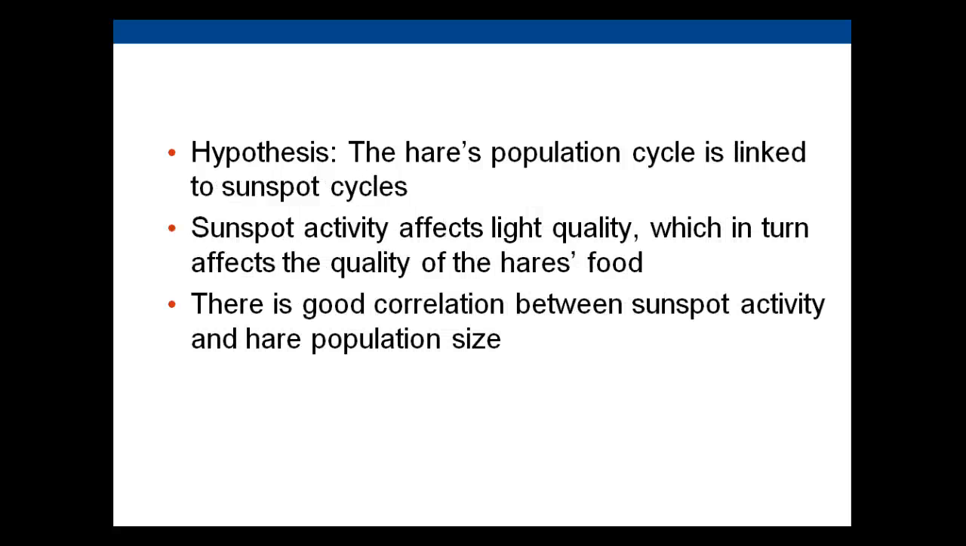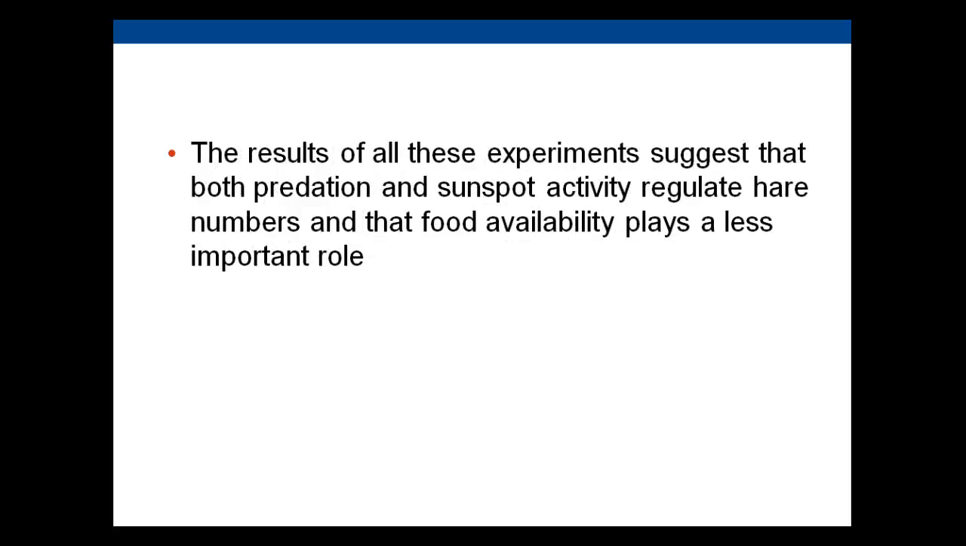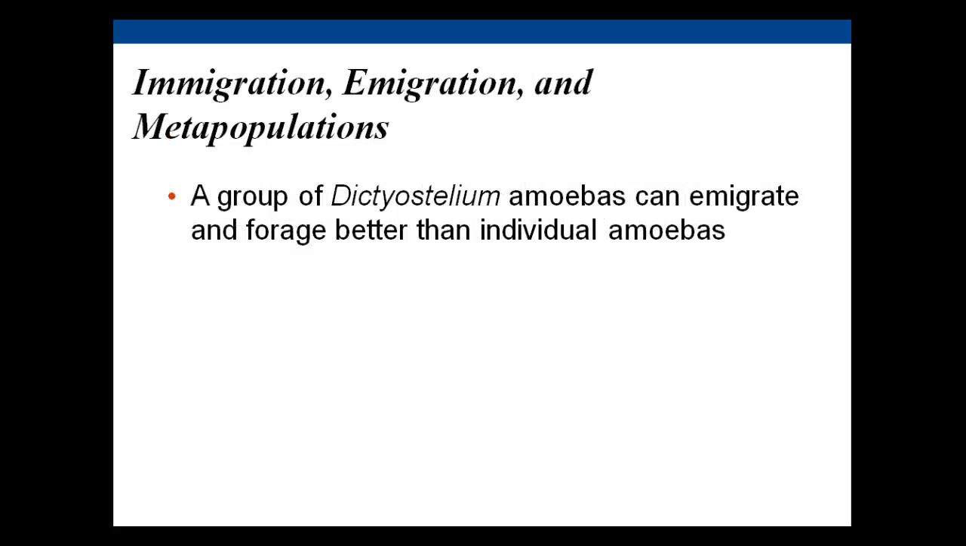The hare's population cycle is linked to sunspot cycles. Sunspot activity affects light quality, which in turn affects the quality of the hare's food. So you might not even think about that supporting it. So it's kind of interesting. You want to ask why those cycles are moving, and what's the purpose behind it. It could be having to do with sunspots and sun output.